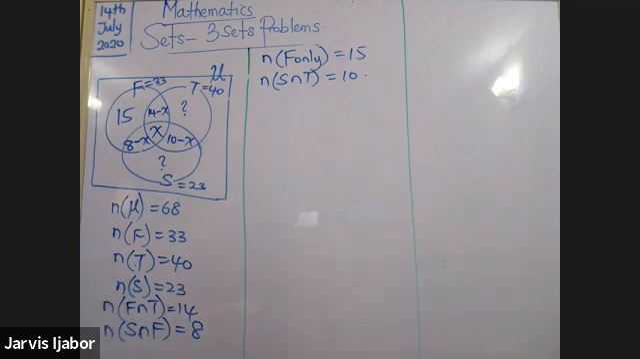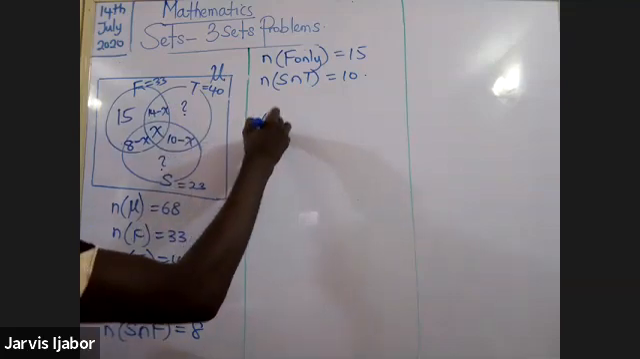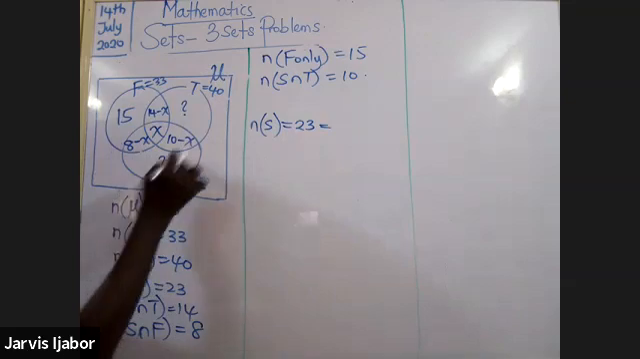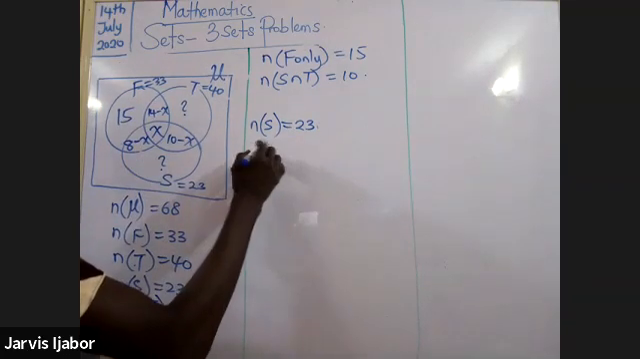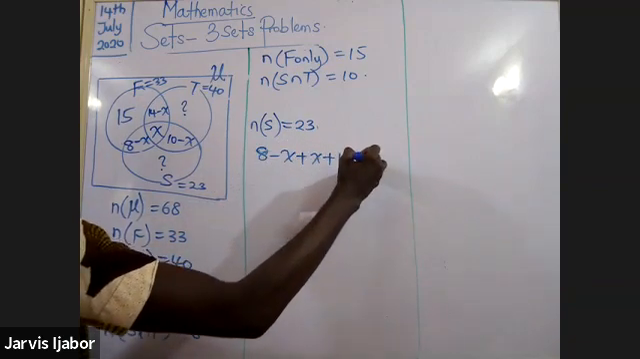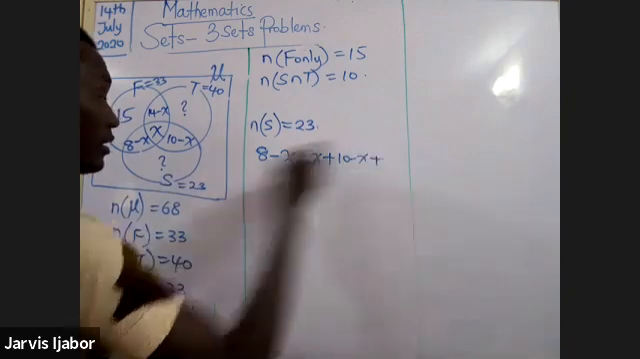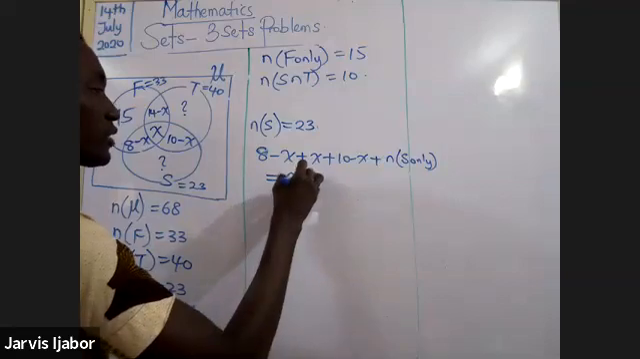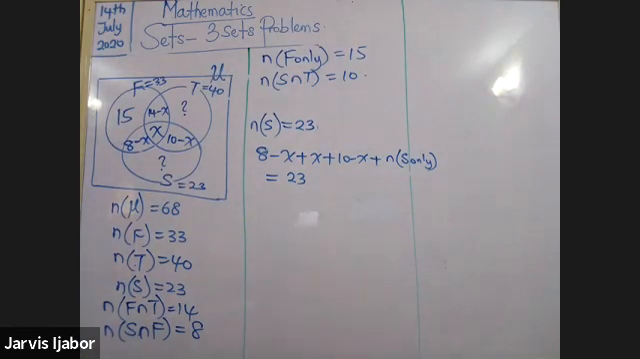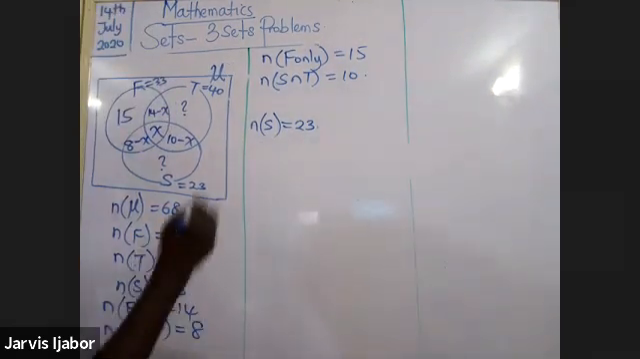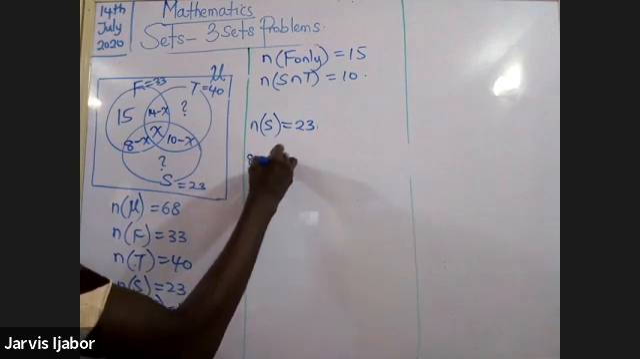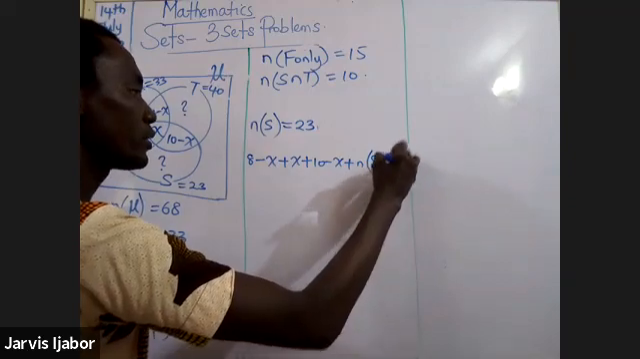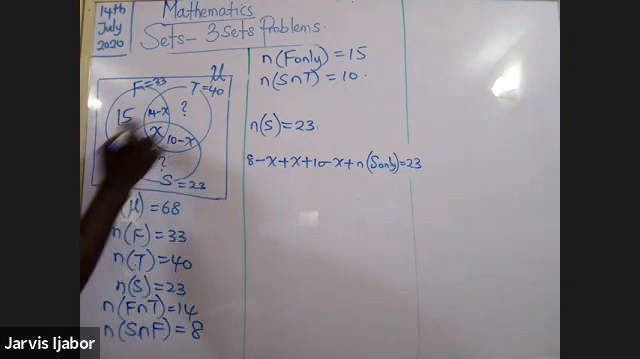The first one says, how many do swimming only? Remember that number of swimming is all of this here, which is equal to 23. It will be equal to all the elements that are present here. So it means that 8 minus x plus 10 minus x plus the number of s only will be equal to 23. Let me rewrite that so that I have everything in one line. That's what we're considering, everything here.